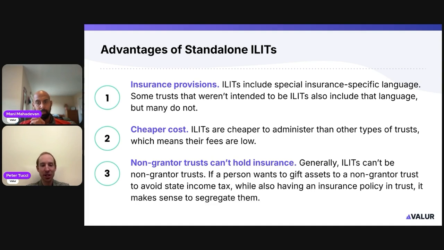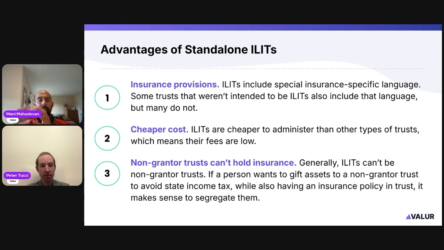The other reason, which goes to point 3 on the slide, is that non-grantor trusts usually can't hold life insurance. If you're trying to set up a non-grantor trust, say to avoid California income tax with a South Dakota non-grantor trust, it doesn't really make sense to combine it with the ILIT, because the ILIT can't be a non-grantor trust in most cases. So if you want both a non-grantor trust and a trust with insurance, you really want to have two separate trusts.